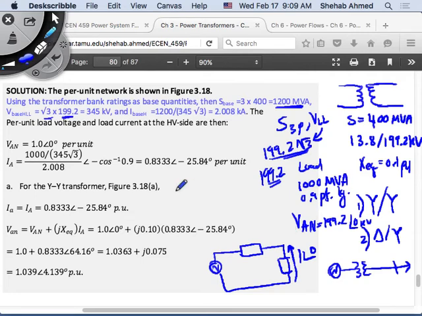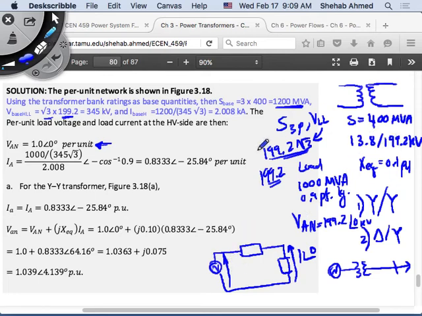Okay? And that's what they started with here. They said that the VAN in per unit is 1 angle 0. That's where that came from. They also calculated the base current, since basically they're asking for the generator voltage. It's the same thing they asked for in the previous problem. So they're asking for the generator voltage.